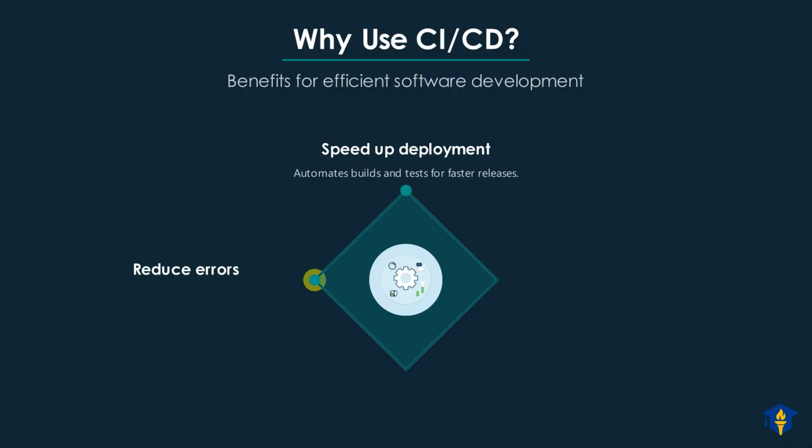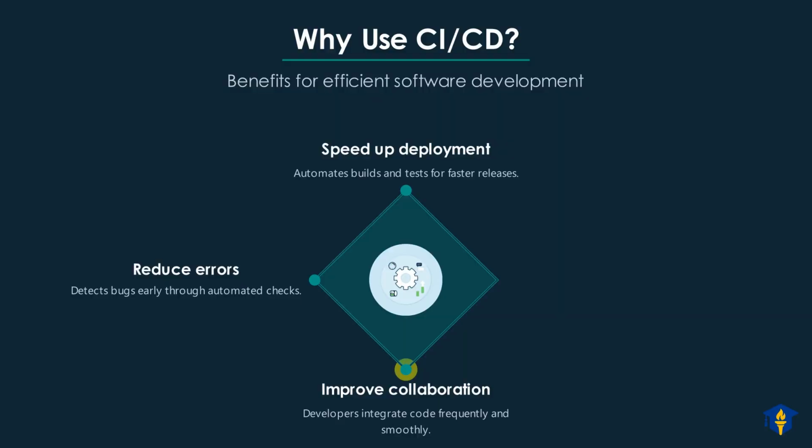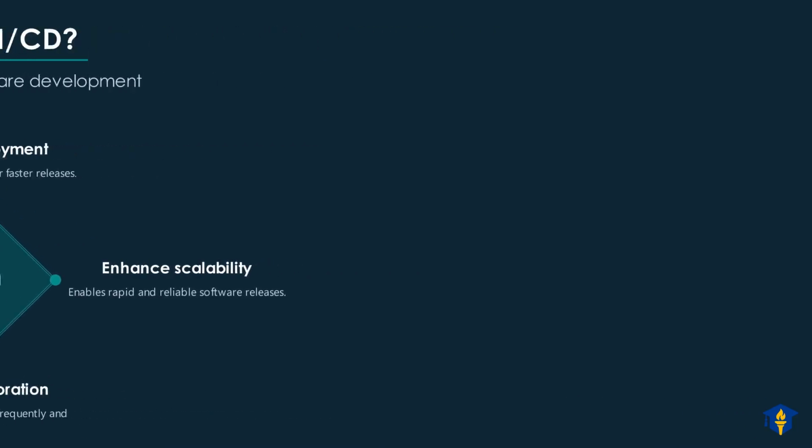Next, using CI/CD helps to significantly reduce errors in your code. Automated checks detect bugs early in the development cycle, improving overall code quality. Furthermore, CI/CD is excellent for improving team collaboration. Developers can integrate their code frequently and smoothly, fostering better teamwork and coordination. Finally, CI/CD is essential for enhancing the scalability of your applications. It enables rapid and reliable software releases, supporting growth and increasing user demands.